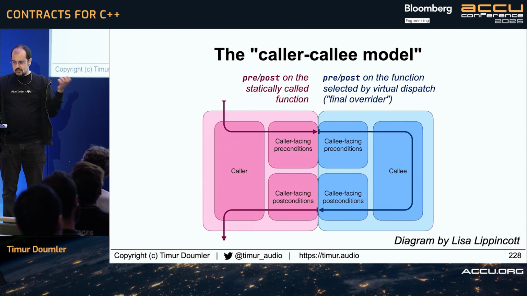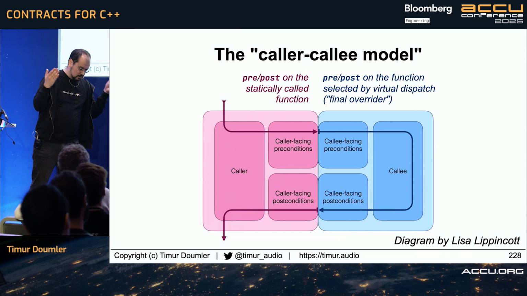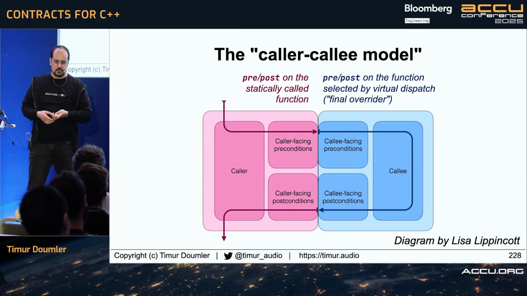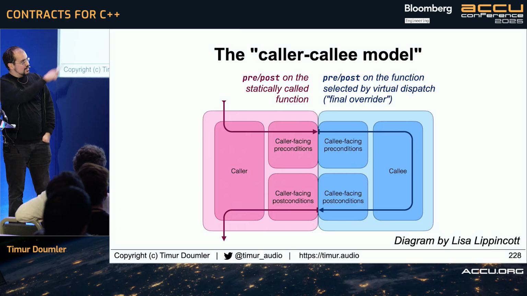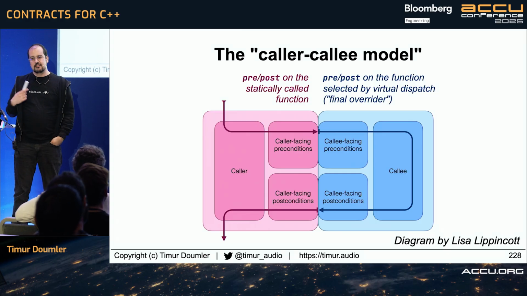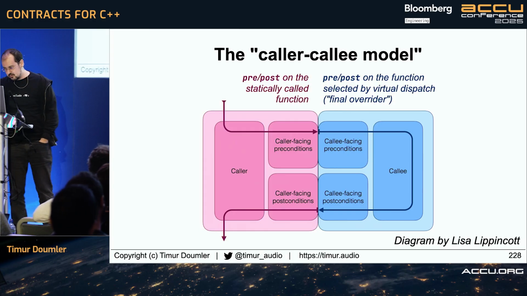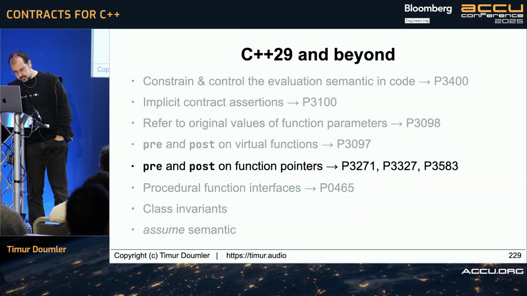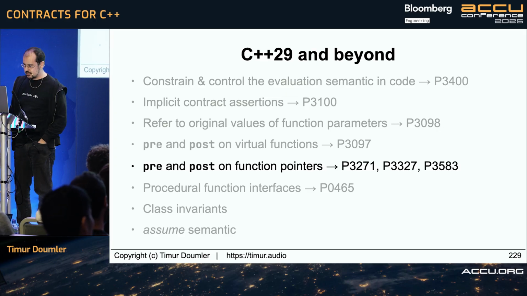So there was a bit of discussion. People were not ready to standardize it this way. So in order to save the rest of the feature, we had to actually remove this entire support for virtual functions. And we have to kind of go back to the drawing board on this. I'm pretty sure we're going to end up exactly with this again. But we just have to do a little bit more work to convince the rest of the committee that that's the correct model. Pre and post on function pointers, another thing that unfortunately we don't support in C++26.